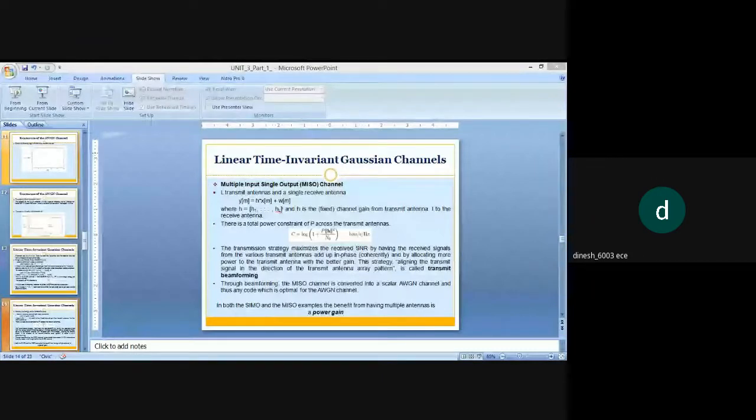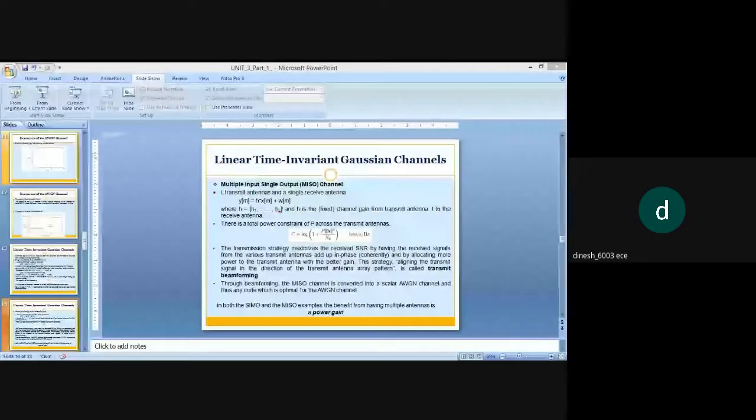The transmission strategy maximizes the received signal to noise ratio by having the signals from various transmit antennas adding up in phase coherently and by allocating more power to the transmit antenna with better gain. So this strategy that aligns the transmit signal in the direction of the transmit antenna array pattern is called transmit beamforming. Keep that in mind.